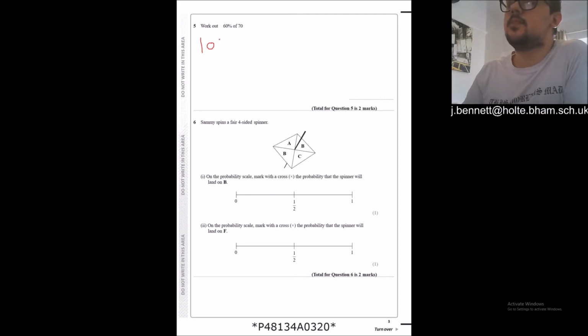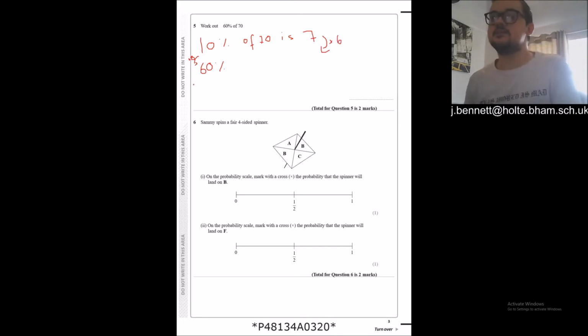10% of 70 is 7. So for 60%, we're going to multiply 7 by 6. We're going to multiply this by 6. 7 times 6, you can do with 7 times 2 times 3, if it's a bit easier. 7 times 2 times 3. 7 times 2 is 14.